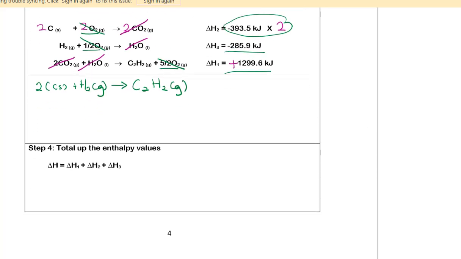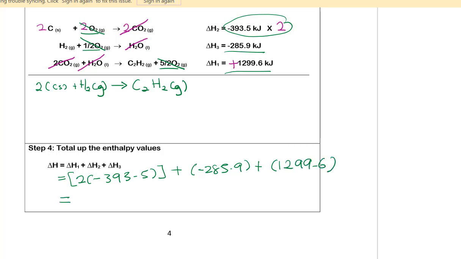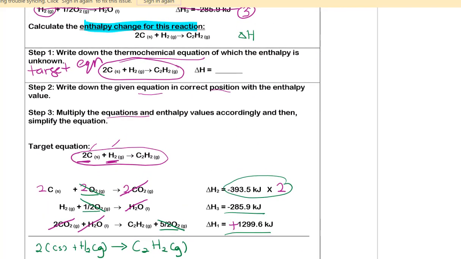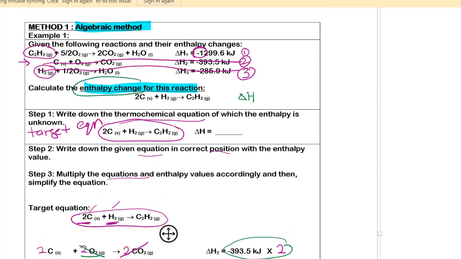Our last step, we total up the enthalpy values. So 2 times negative 393.5, plus negative 285.9, plus 1299.6. So the answer is positive. You need to write down positive 226.7 kilojoule. The unit will be kilojoule because the question asks you to calculate enthalpy change. This is general.